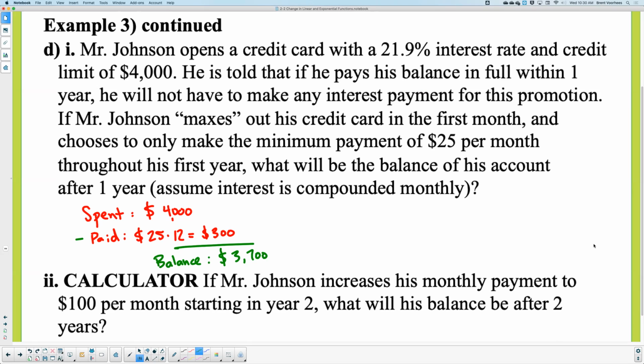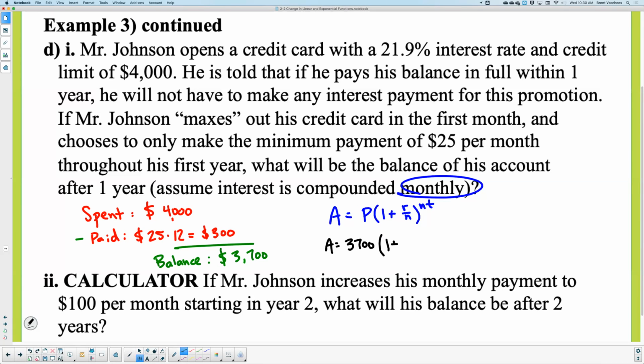How often do you have to pay a credit card? Monthly. So am I using the same formula? Yeah. We're using this formula. A equals P times 1 plus r over n to the power of nt. So what's our, we don't know the final amount. That's what we're going to look for. What's our initial amount? Say 3,700. You got it, 3,700.